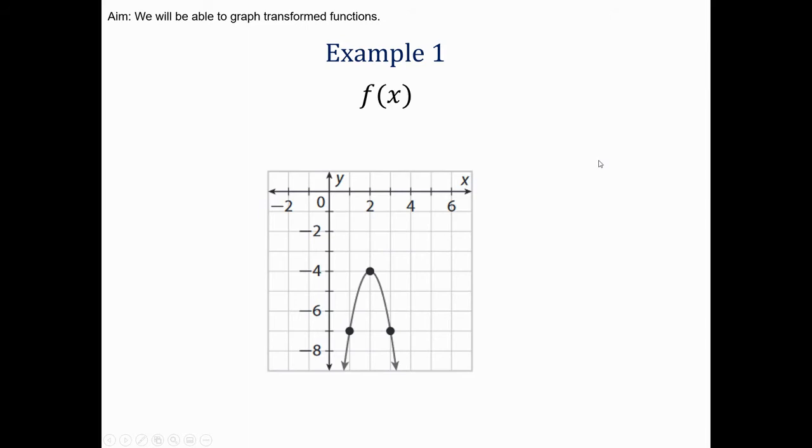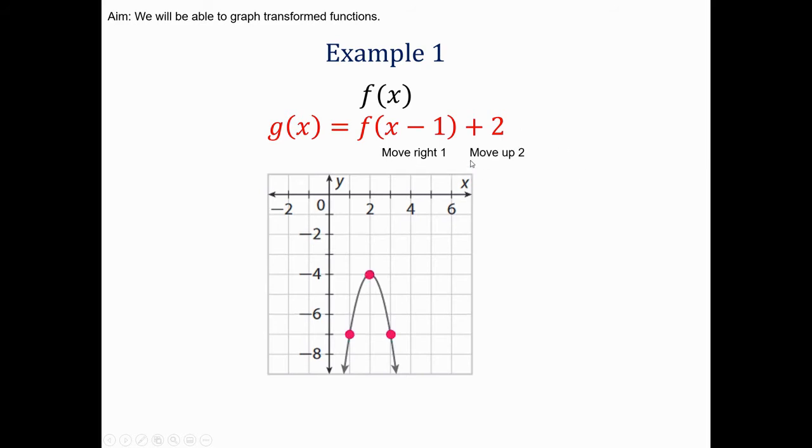So here's example 1. Here's f of x. We're not going to deal with the equation, but that's what it is. So what if I wanted to graph g of x, which is based on f of x, but with a few different transformations? My recommendation is this. Whenever you deal with a transformation, always try to translate what it means to yourself before you actually try to graph it. So for example, I have a -1 in the middle. I take a look at my notes and I see that means move right 1. Then I have a +2 on the outside of the function, and I know that means move up 2.